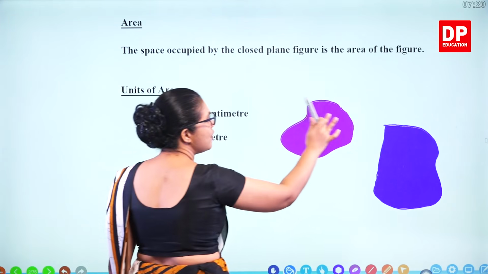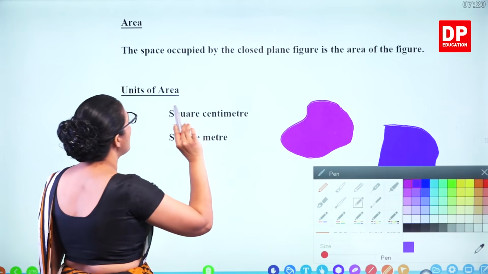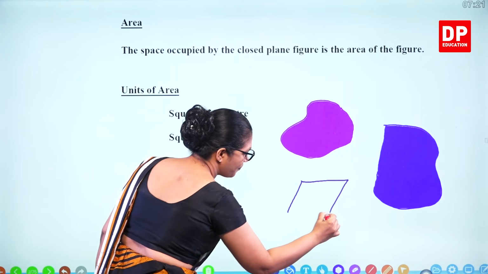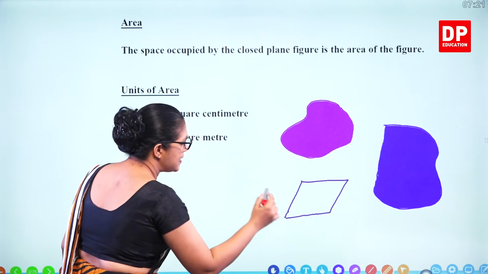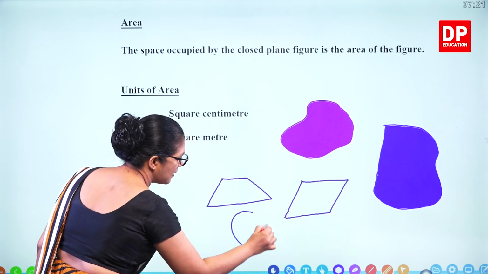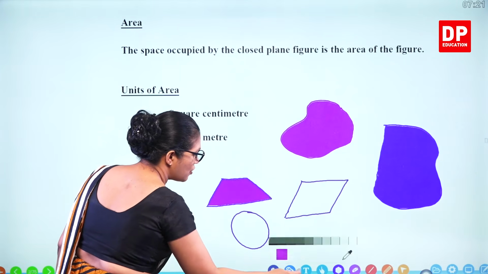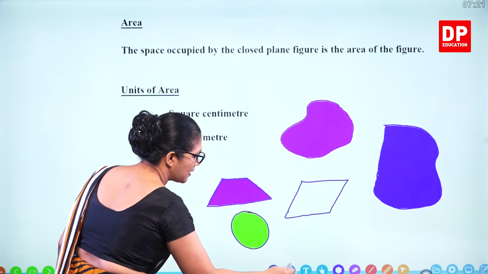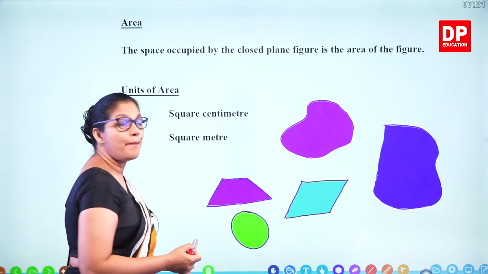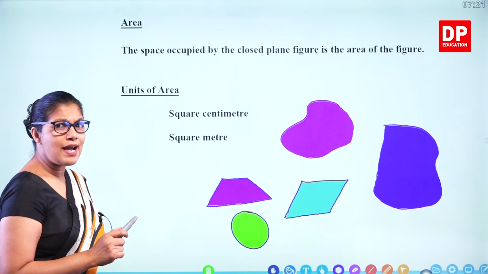So these are indefinite shapes. We are doing definite shapes in this lesson. So what are the shapes we are doing? Parallelogram, trapezium and circle. So we are finding areas of trapezium, circle and the parallelogram.